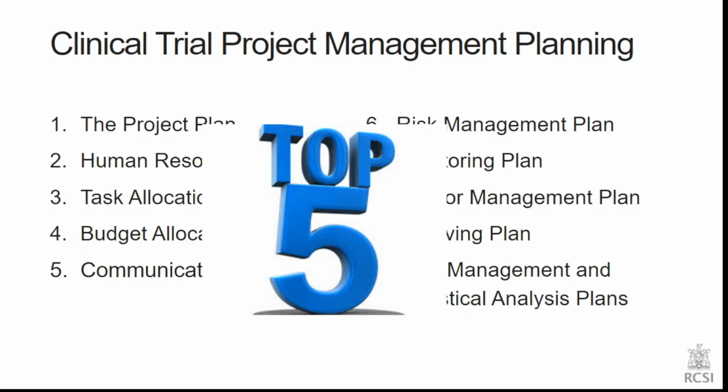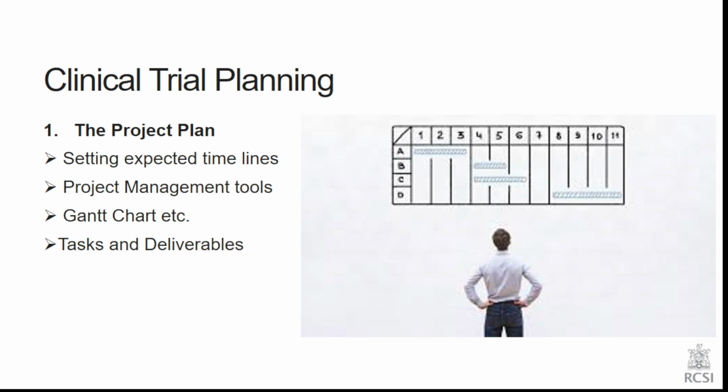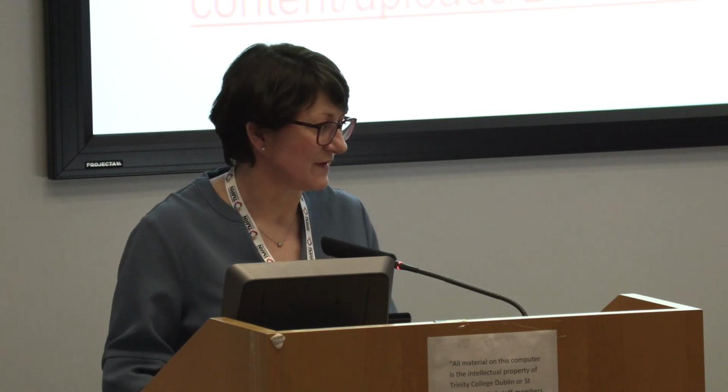And the first is the clinical trial project plan, and making sure that at the very beginning this is identified very clearly. Everything from setting the expected timelines to the project management tools to all your Gantt charts that the HRB love, and we all love to complete and submit to them, but they're so valuable because you can actually see where the trial is going to go. Identifying your tasks and deliverables up front for your trial and trying to keep to those timelines are so important, but using the tools that are available out there for that.